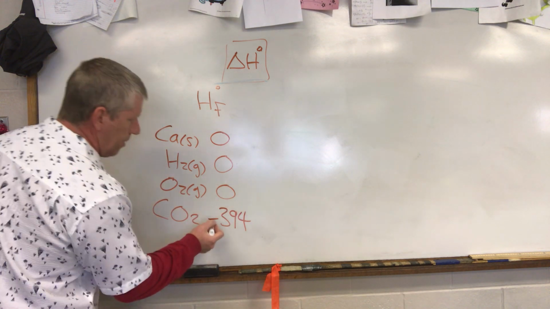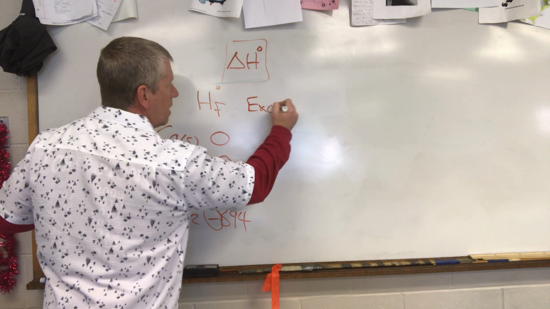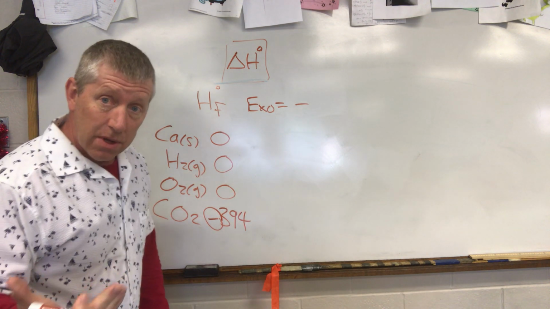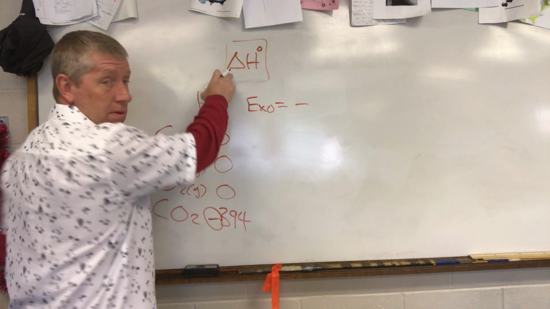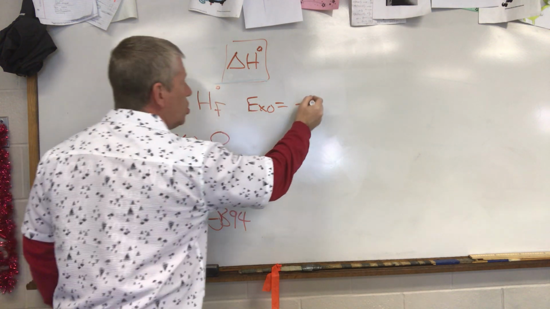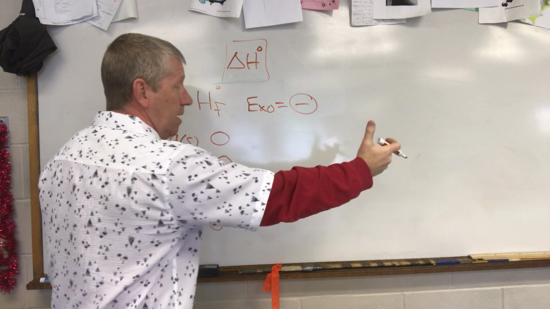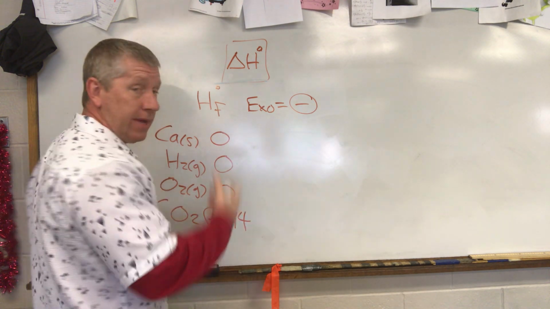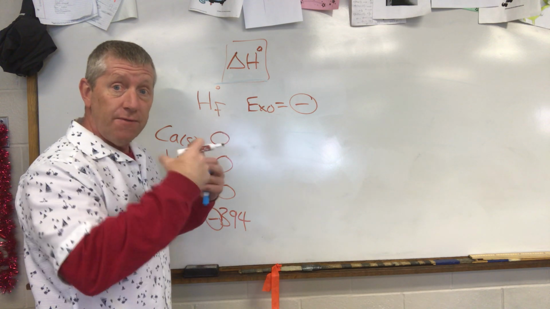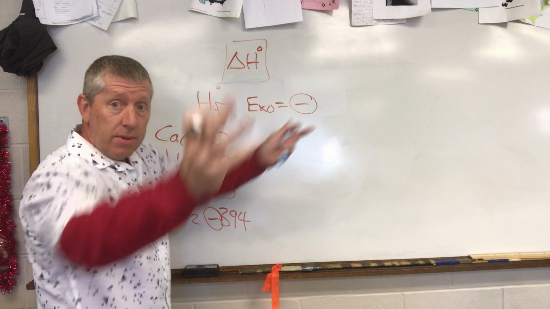That means it's an exothermic reaction. Exothermic has a negative heat of reaction. So because it's exo, it's giving off. It's losing. The reaction shows a loss of 394 kilojoules per mole of carbon dioxide formed. Then we end up having a negative because it's given up and lost to the environment.